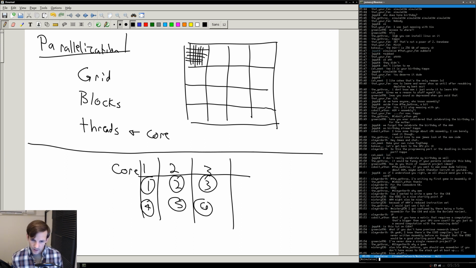What else did I miss? Let's see. Is this tutorial on CUDA? I guess today will be on CUDA, but if you guys are interested, I can do another day on OpenCL, maybe on Monday.